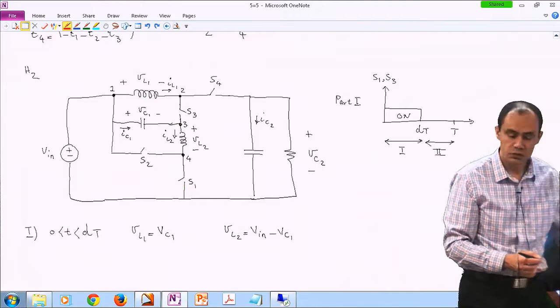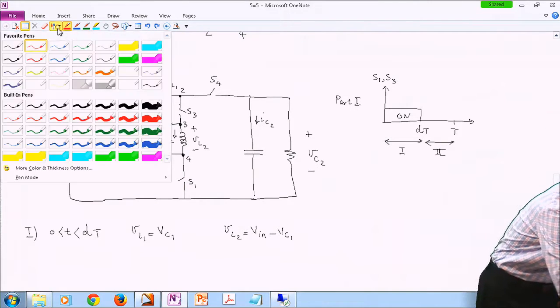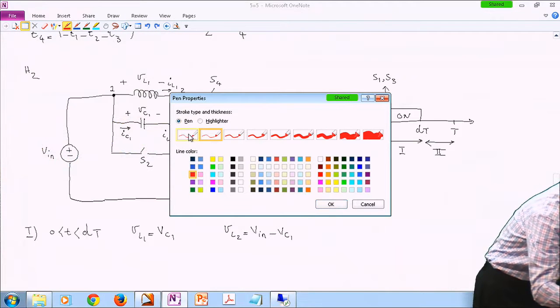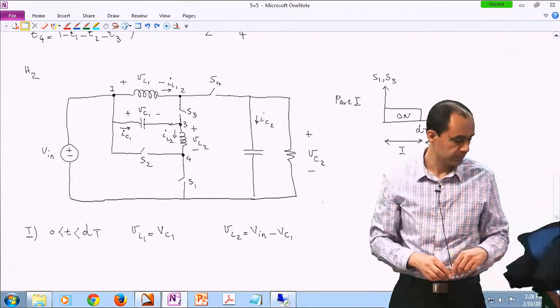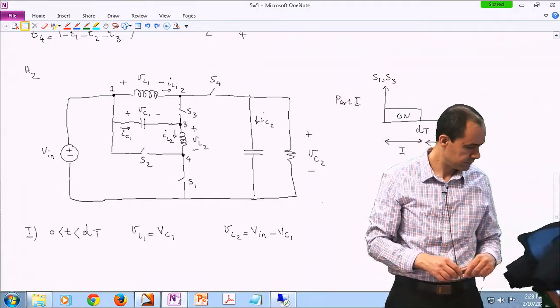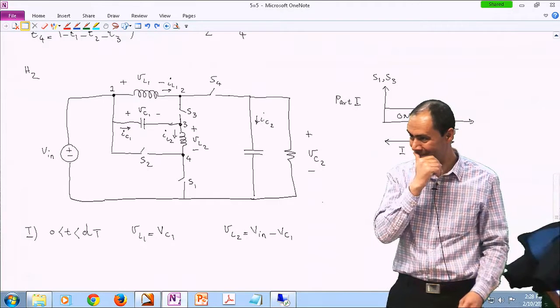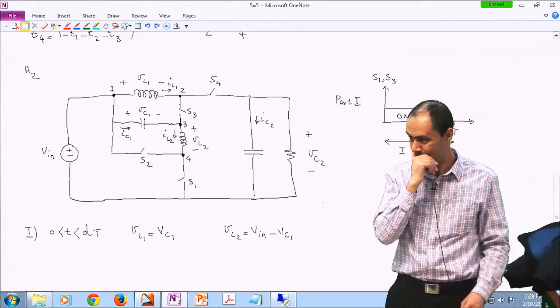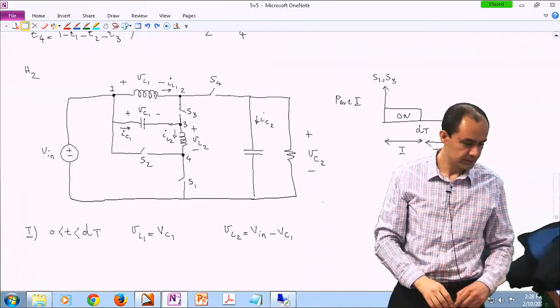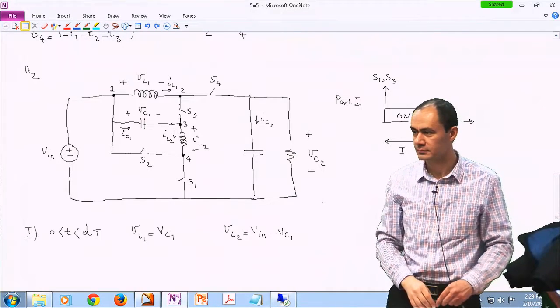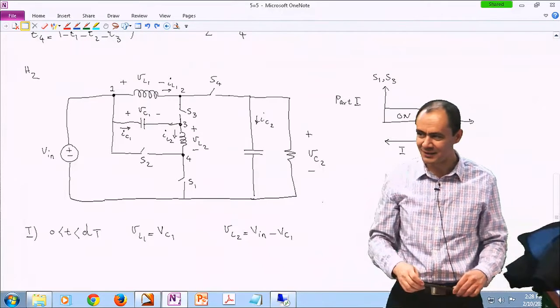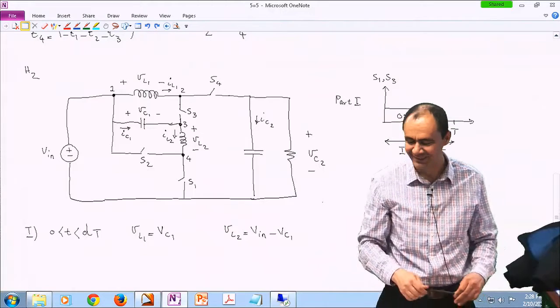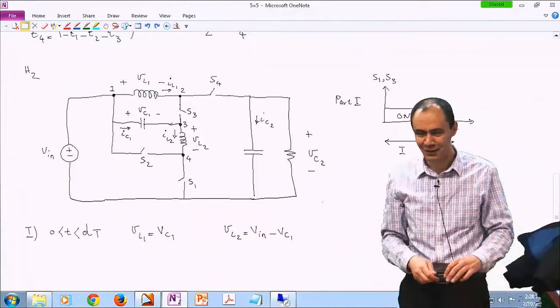All right, now let's move on to mode 2. So, Dr. Ferdowsi, yes? According to the polarities assumed of VL1 and VC1, okay, so we write VL2 is Vin minus VC1. Right. So both of them have the same polarities. So the question is, is KVL being violated here? No. I think it's fine. All right. Okay.